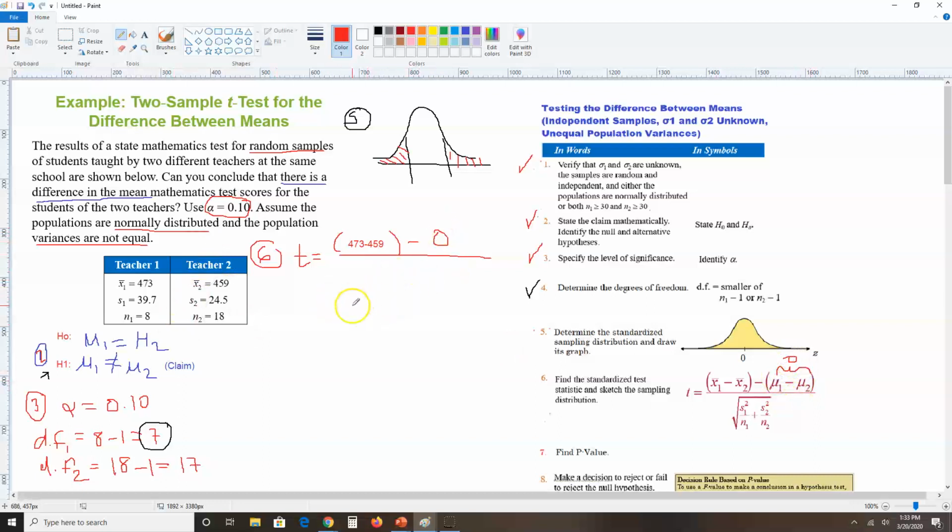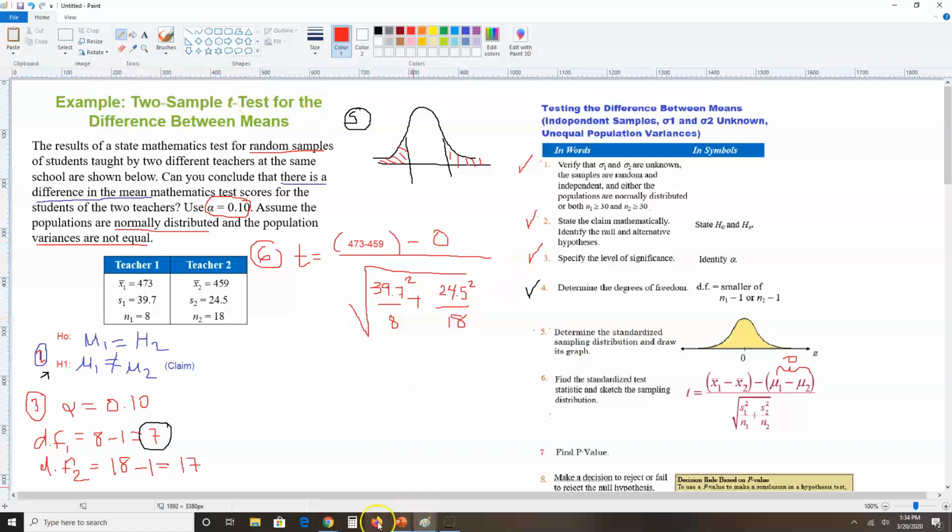Over, now we're going to have the square root. We're going to have S1, so 39.7, and I'm going to square that. And then whatever answer I get, I'm going to divide it by N1, which is 8 in this case. Plus, now I'm going to do S2, 24.5. I'm going to square that. And I'm going to divide that by N2, which is 18.